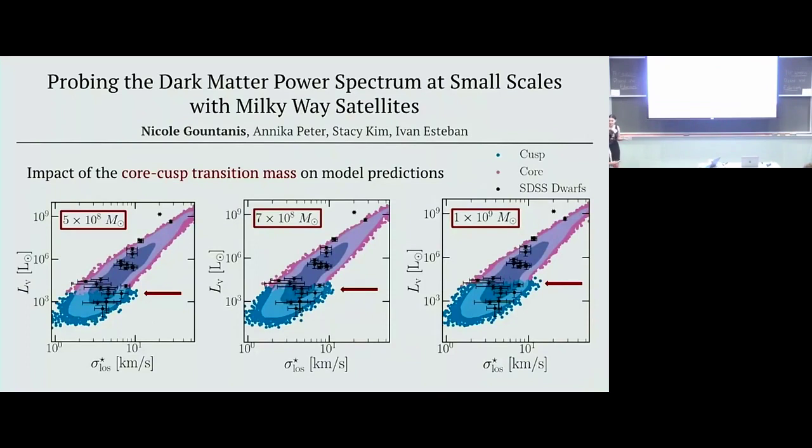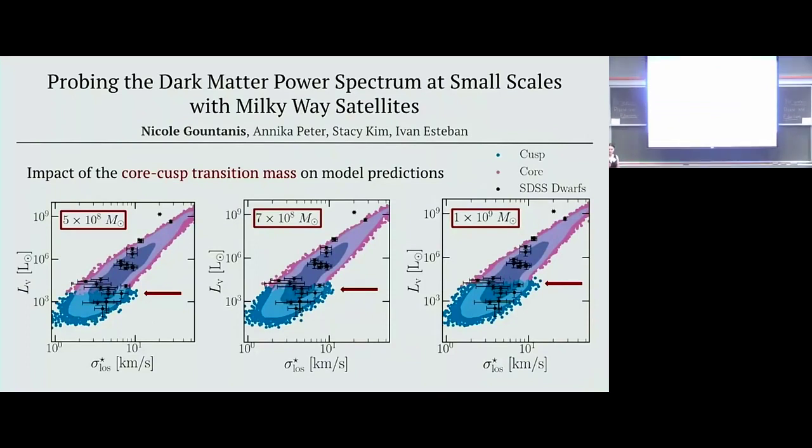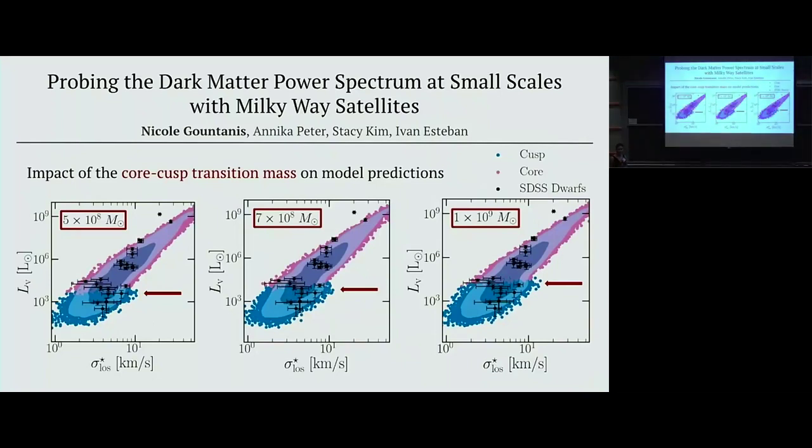Hello, I'm Nicole Guntanis. I just finished my first year of grad school at Ohio State. Today I'd like to highlight one of the projects I've been working on with Annika Peters, Stacy Kim, and Yvonne Esteban. The goal of the project is we're predicting properties of dwarf galaxies under cold dark matter and lumpy dark matter and comparing them to observational properties of Milky Way satellites.